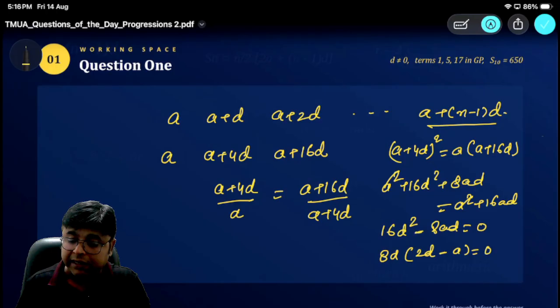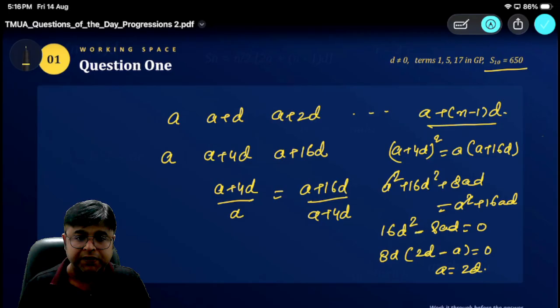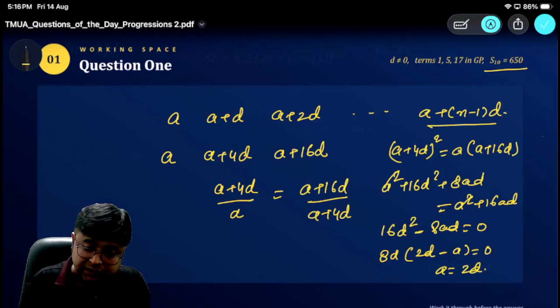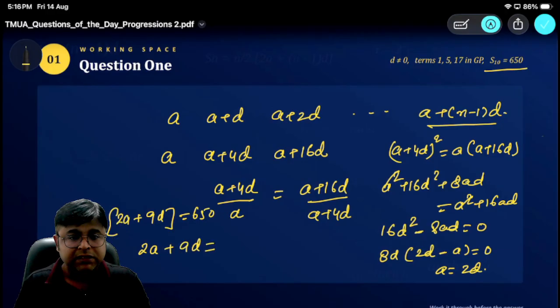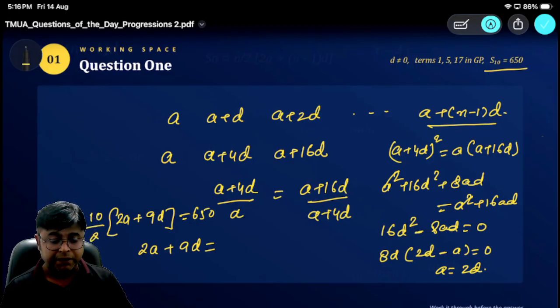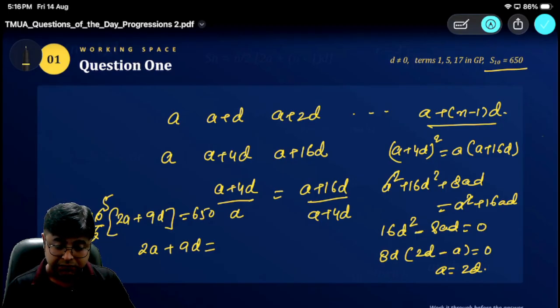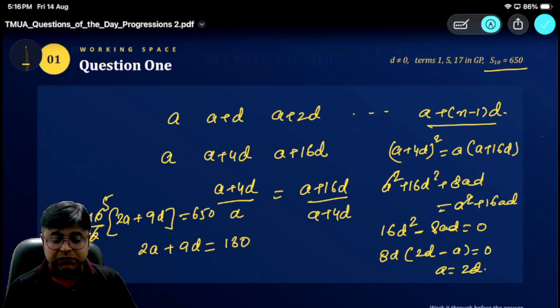Now they've categorically said D cannot be 0. So A is 2D. This is the first relation I've got. They've also told us that the sum of the first 10 terms of an AP is 650. Now the formula for the sum is n by 2 into 2A plus n minus 1, 9 into D, is 650. Now this will give me a relation 2A plus 9D equals 650 by 5, which is 130. So 130 is what I've got.